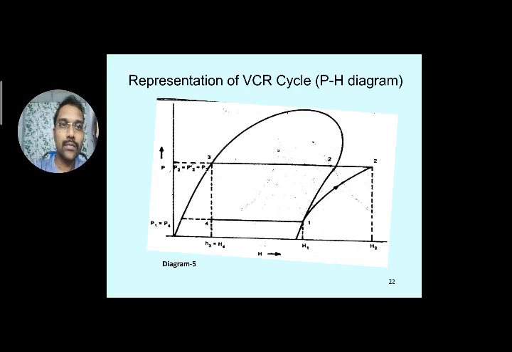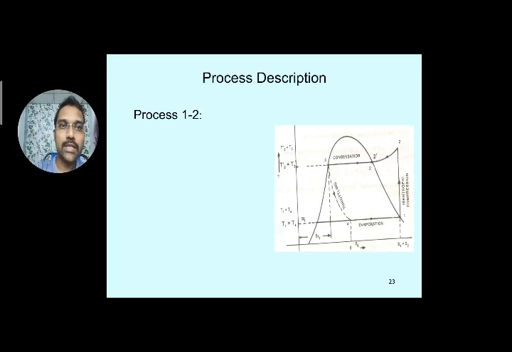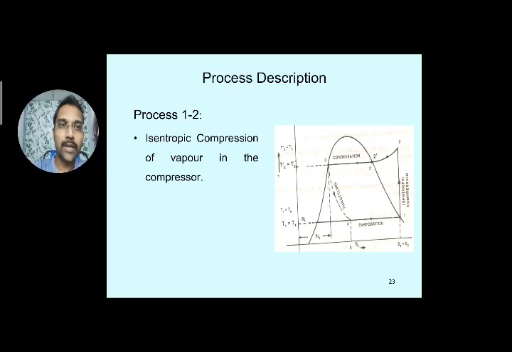So this is a pH diagram, pressure enthalpy diagram of VCR cycle. You can observe the 2 to 3 and the 4 to 1 processes are constant pressure processes. 3 to 4 is the isenthalpic process, a constant enthalpy, H3 equal to H4. Now the process description, here we can explain very clearly. Again, the same temperature entropy diagram is drawn here.